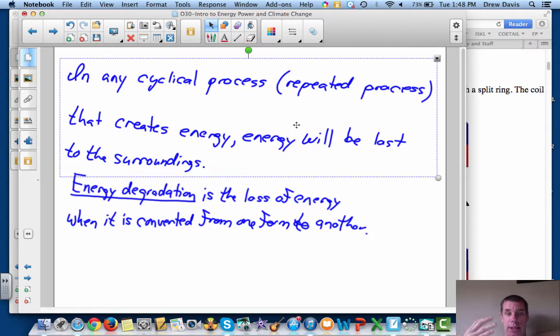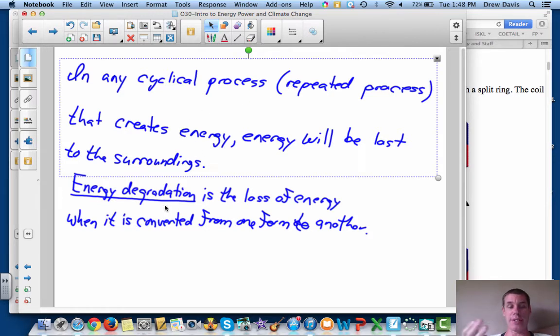We're burning these fossil fuels, or we're turning a wind generator, or we're using nuclear power to heat up water to create steam to turn a turbine. Any of these things happen, or falling water turns a turbine, this is what's called a cyclical process. It's repeated, and anytime that happens, you'll lose energy to the surroundings. It's inevitable. You can't help it, and that energy loss is called energy degradation.